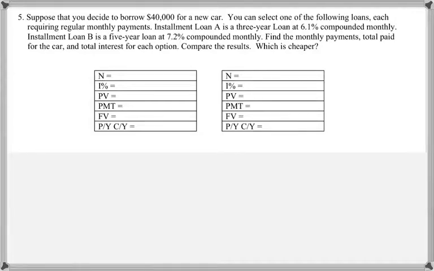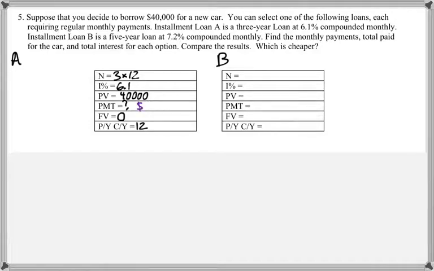So we have two different options. We have option A and we have option B. So let's look at A first. We are trying to find the monthly payments. The amount of the loan is $40,000 and the future value is 0 because we are paying off this loan. PY and CY are 12 because it's compounded monthly and we're making monthly payments. This is a 3-year loan, so N is going to be 3 times 12. The interest rate is 6.1.